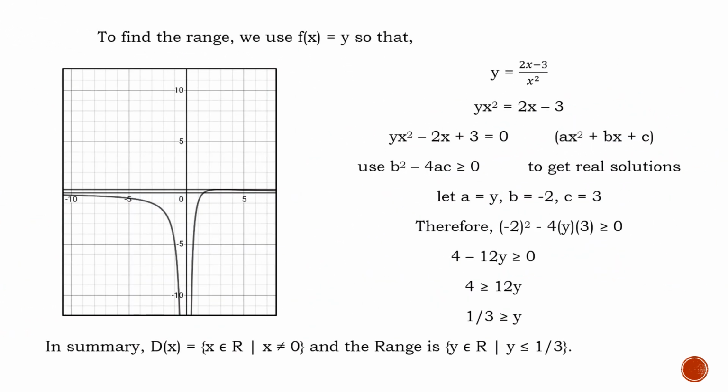So to find the range, we use the concept f of x is equal to y. We just simply replace your f of x, or your function, with y. So your y now is equal to 2x minus 3 over x squared. In this case, we just simply cross multiply your x squared to your y. So y multiplied by x squared is equal to 2x minus 3.